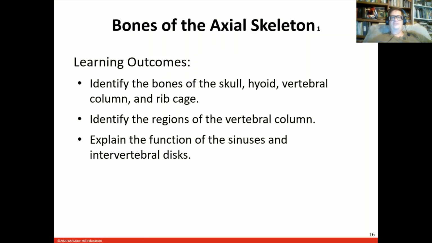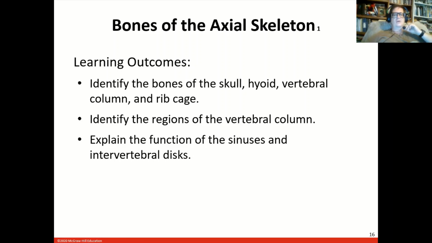All right, let's do 12-2. Let's talk about the bones of the axial skeleton. So we're going to do bones of the skull, the hyoid. Those are the ones right here in the throat. Whenever you're swallowing, we have muscles attached to the hyoid bone that help lift everything. The vertebral column, we'll talk about different types of vertebrae, and the rib cage.